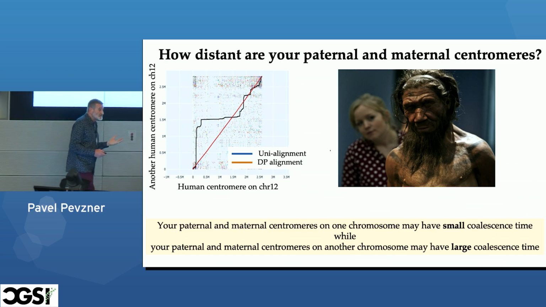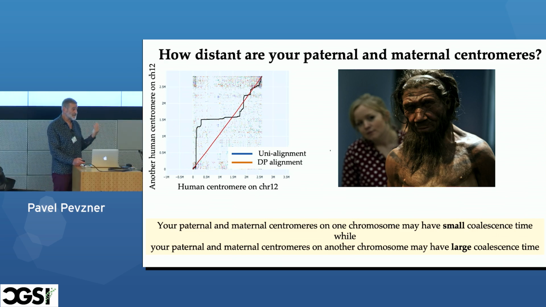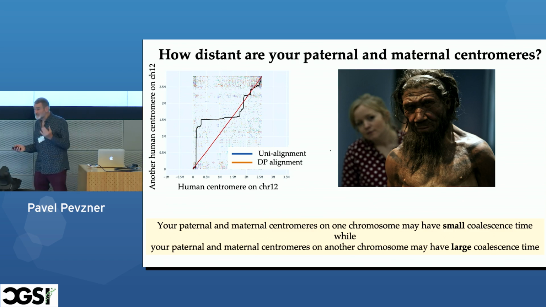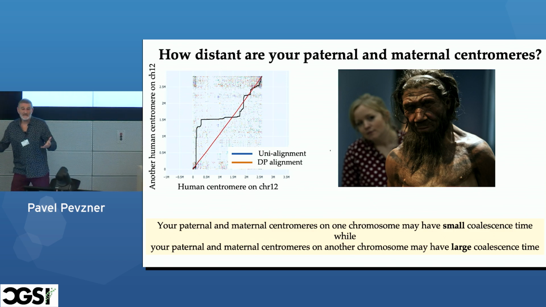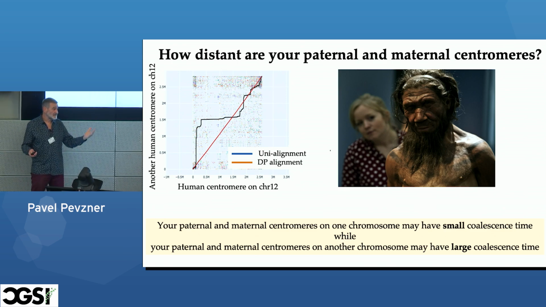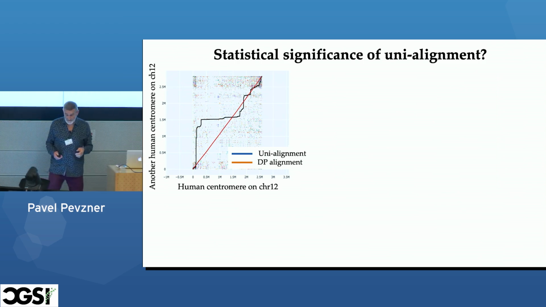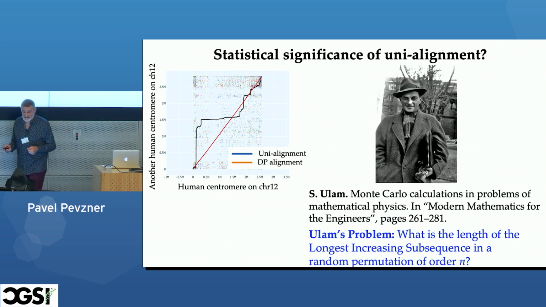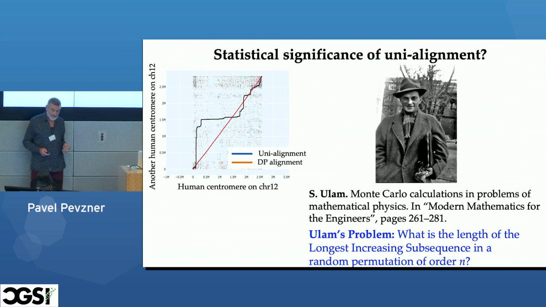Is it real? Is it sporadic? Should we believe it? It's the same question as applied to classical alignment. Is classical alignment spurious, or should we trust it? But it's more complex. So what is the statistical significance of uni-alignment?